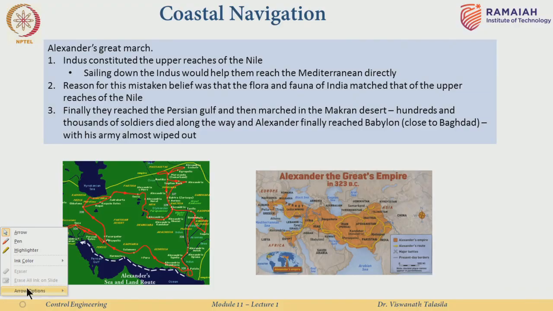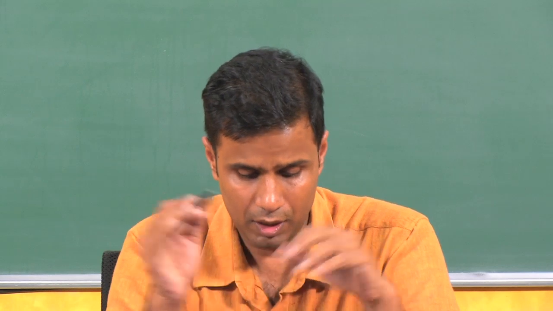Let's see one very interesting story of coastal navigation from history, and this focuses on the Emperor Alexander's great march to India, where he fought some battles and then eventually had to go back, and we will see what actually happened. So there is this place called Takshila over here, and Alexander, after he finished his battles, wanted to march further into India, but his generals were very tired, and there was almost going to be a rebellion among the soldiers. So they convinced Alexander that, okay, let's go home, enough, war is done.